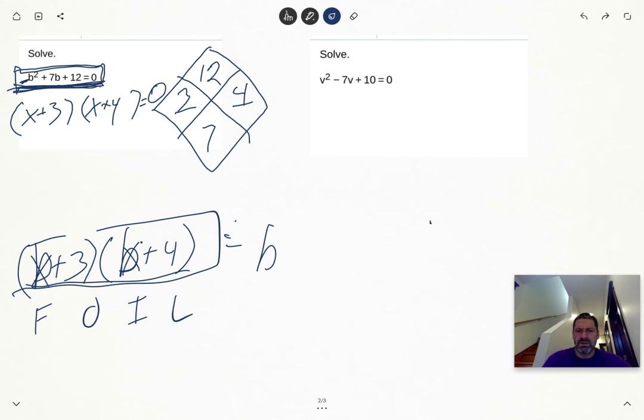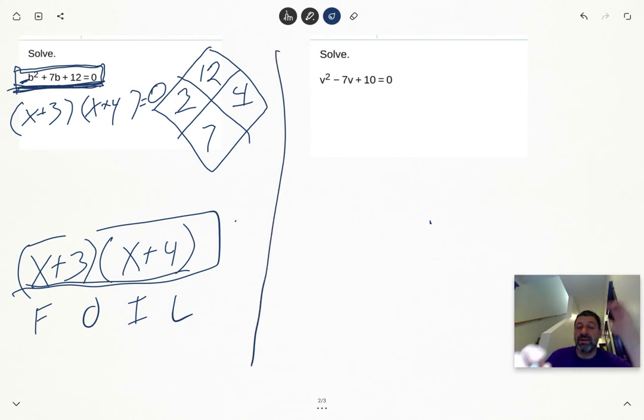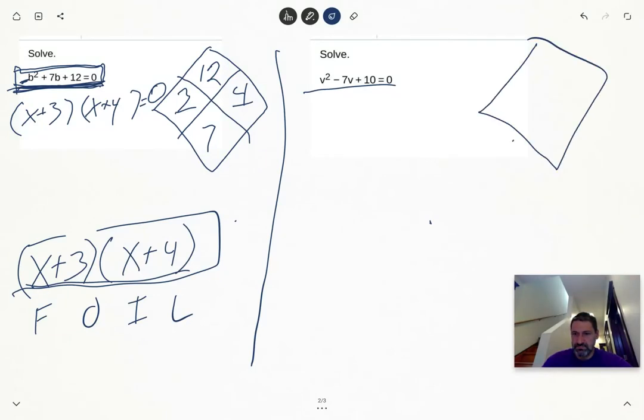All right. Let's look at one more similar example to that. So again, this is in that correct standard form where there's no coefficient in front of the first term. And it's in standard form, v squared minus 7v plus 10. So I'm going to create that diamond again. And my 10 goes at the top, and then negative 7 goes at the bottom. So again, I want to think of two numbers that would multiply to give me positive 10 and add to give me negative 7.